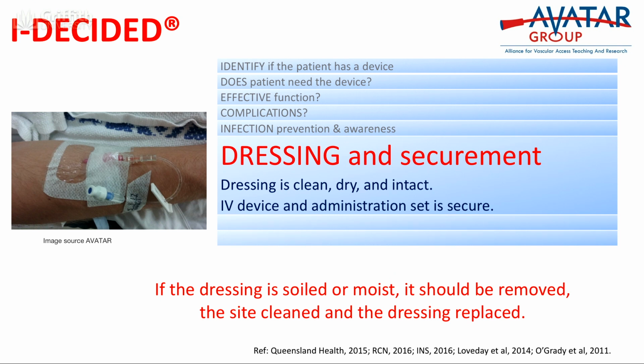If the dressing is soiled or moist, replace it. Get rid of the old dressing, clean the site and replace the dressing. If the lines are flapping around, secure them with a piece of tape, with a bandage, with a securement device. Whatever you have in your site, be sure to use it. So the dressing should be clean, the administration set should be secure.